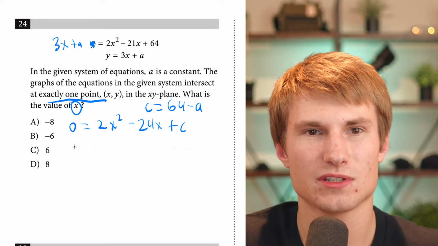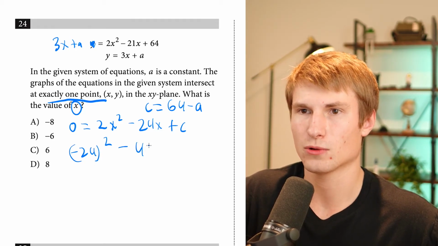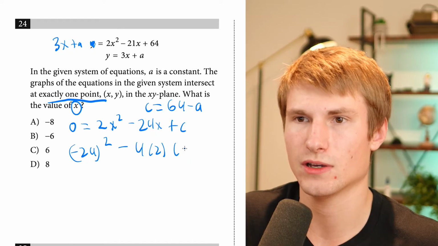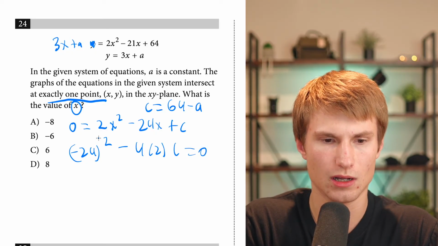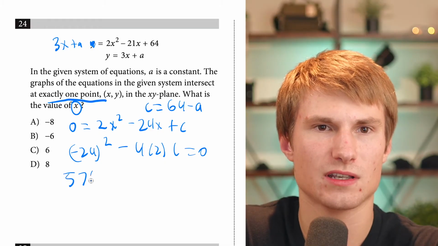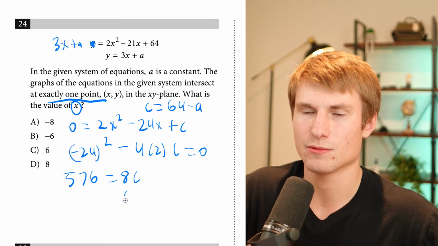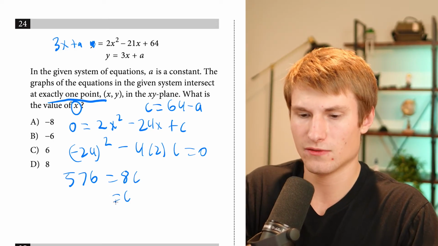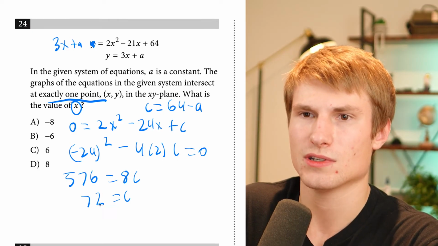Okay, so b value is negative 24. We take that, we square it. Okay, so negative 24 squared minus 4 times a value of 2. And then we got the c value, got to equal 0. Negative 24 squared, we can plug that in the calculator. 24 squared is going to be 576. So 576 minus 8c equals 0. I'll go ahead and add 8c to both sides. Then we divide both sides by 8. We'll get the value of c. 576 divided by 8 is going to give us 72. So 72 must be the value of c.